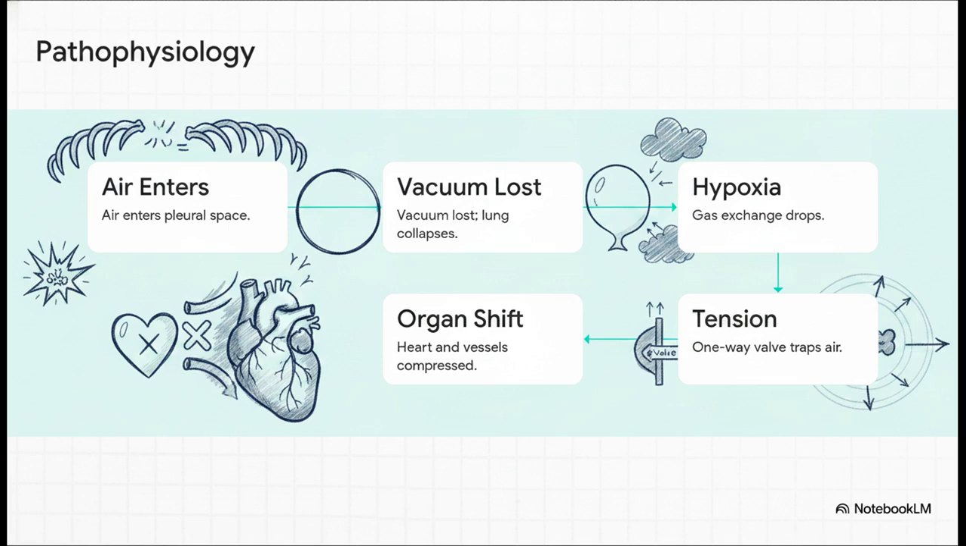But here is where it becomes an absolute nightmare. Step 4, a tension one-way valve forms. Air is being sucked in with every single breath, but it can't escape. The pressure just keeps rising, trapping all that air. And finally, Step 5, that immense trapped pressure shoves the mediastinum toward the opposite side, literally crushing the heart and great vessels. Your venous return drops to 0.